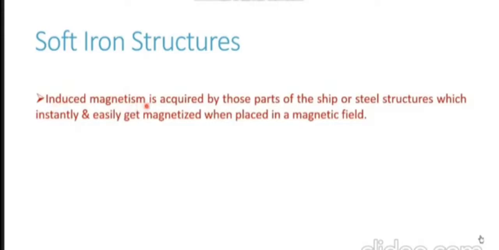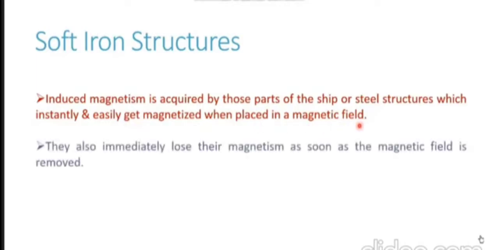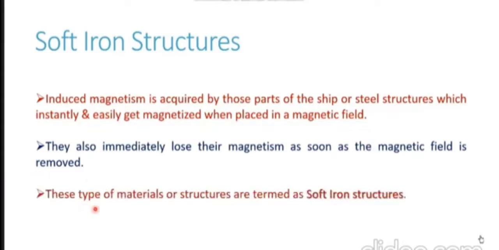Induced magnetism of the ship is acquired by those parts of the ship or steel structures which instantly and easily get magnetized when placed in a magnetic field. Also, they immediately lose their magnetism as soon as the magnetic field is removed. These types of materials or structures are termed soft iron structures.